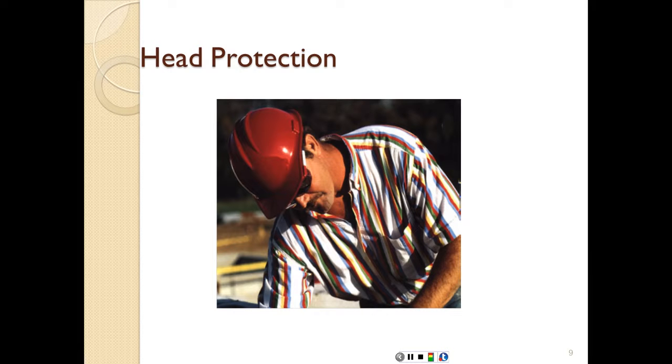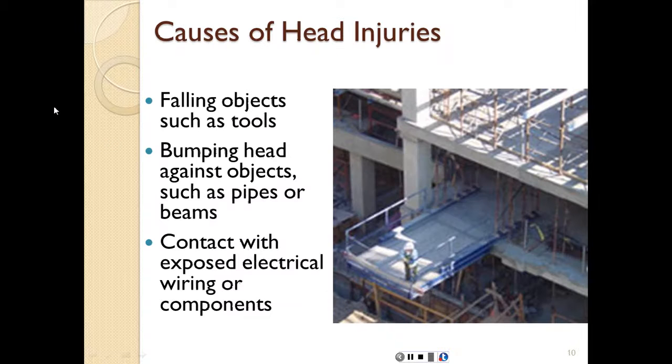The first step is going to be the head protection, and the most famous protection is going to be the hard hat. Causes of head injuries include falling objects such as tools, bumping the head against objects such as pipes or beams on construction sites, and contact with exposed electrical wiring or components. So hopefully the hard hat is going to protect from all of these to a certain extent.